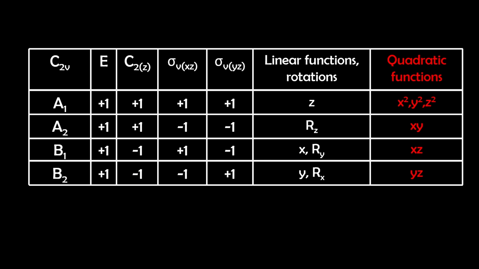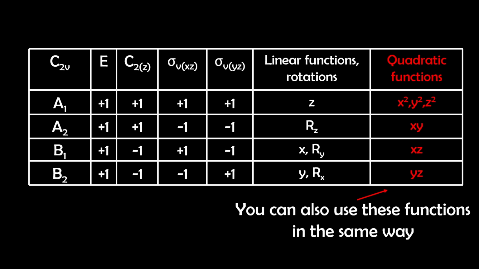For quadratic functions, these are two-axis combinations often found in d orbitals. If an irrep includes any of these, vibrations in that irrep are usually Raman active, so they scatter light rather than absorb it. And just like with linear functions and rotations, if an orbital or vibration remains unchanged under any operation, for example x squared stays the same, it has A1 symmetry.